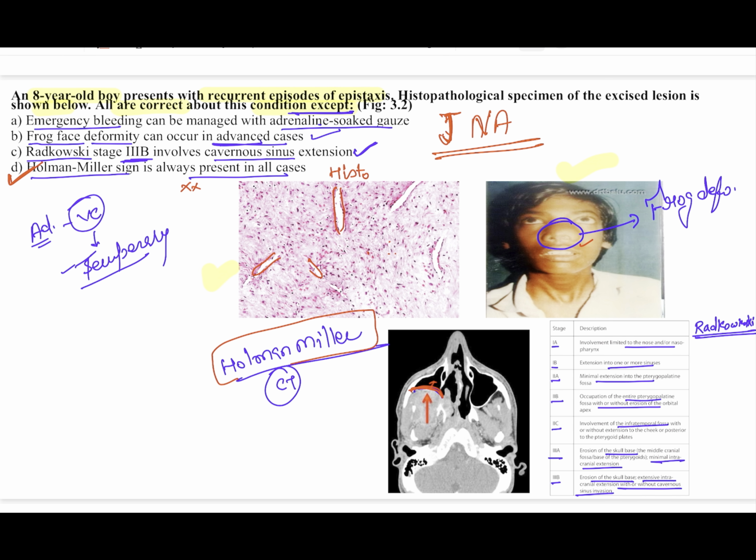So what you need to remember about the Holman-Miller sign is that it is a supportive sign, but it is not a pathognomonic sign. So maybe in some cases the Holman-Miller sign is not present. So this is the correct answer.